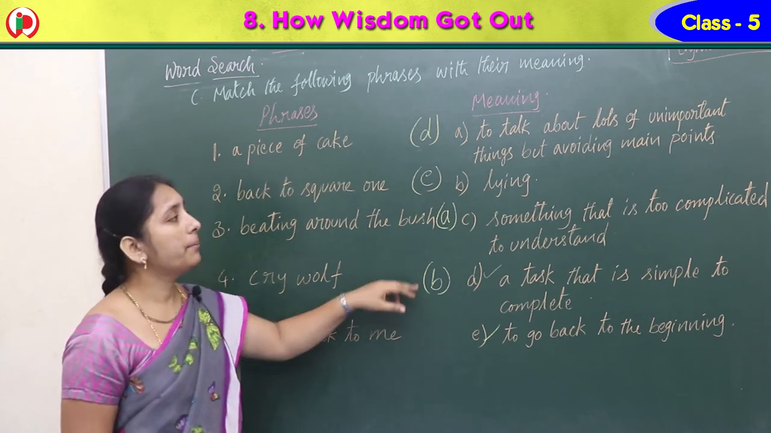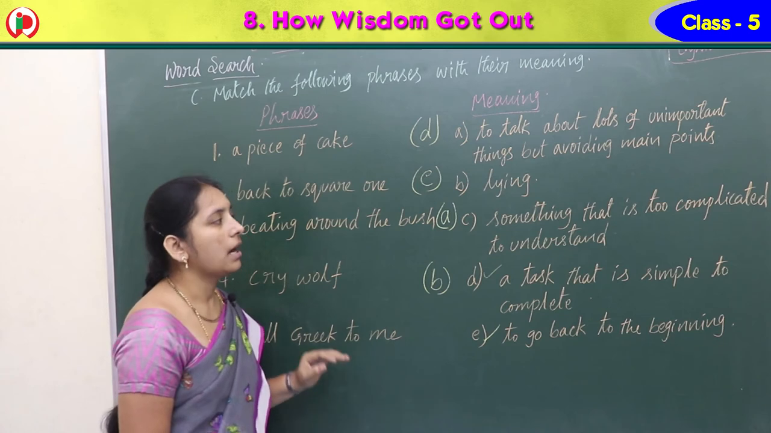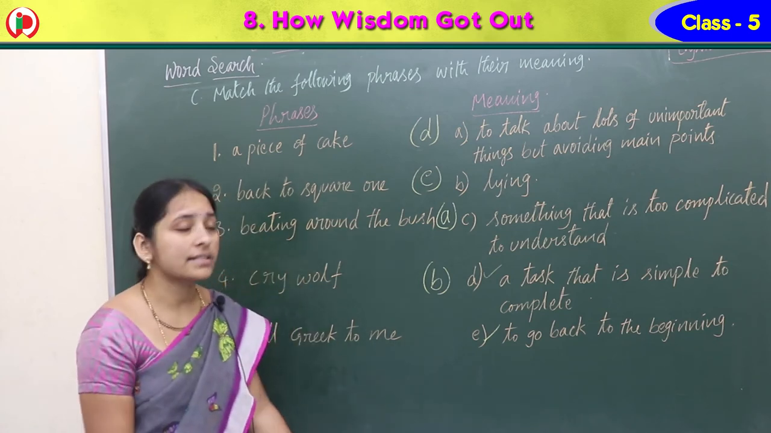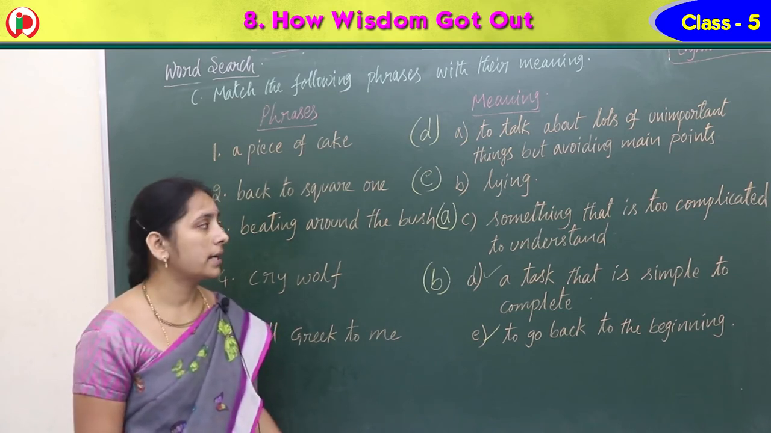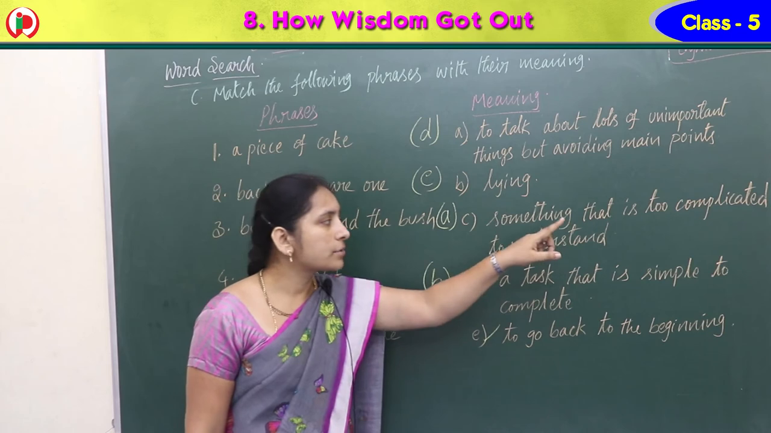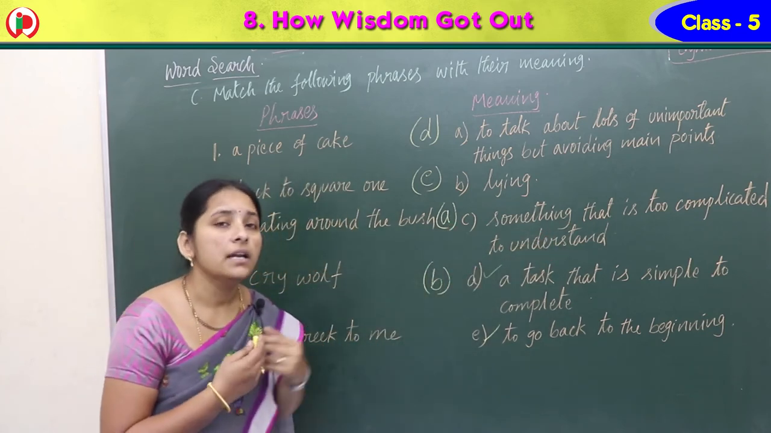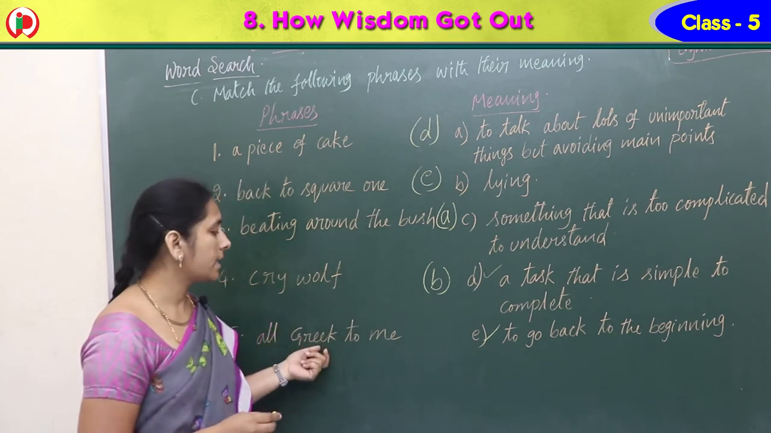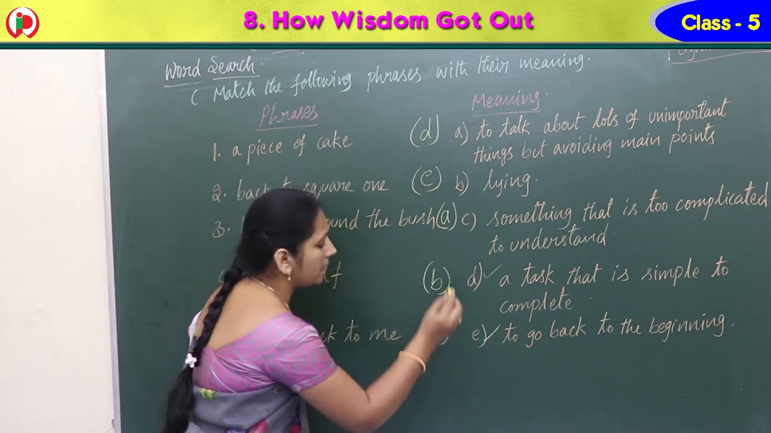Cry wolf means option B, lying. Next one, all Greek to me. All Greek to me means we cannot understand anything. It is very difficult or complicated to understand. Something that is too complicated to understand, very difficult, completely doubtful, we think we cannot understand that. We can say all Greek to me. So option C is the correct answer.